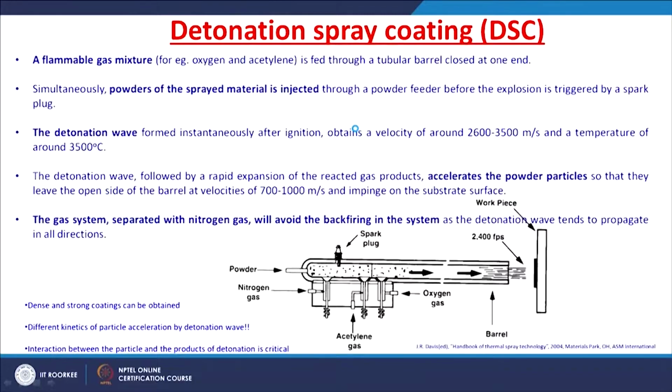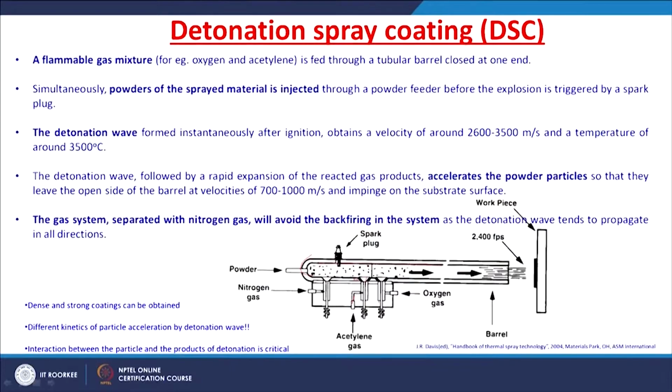The other one is the detonation spray coating. Detonation spray coating is a very useful coating for depositing a material onto the substrate. The material can be a ceramic, a metal or a polymer.